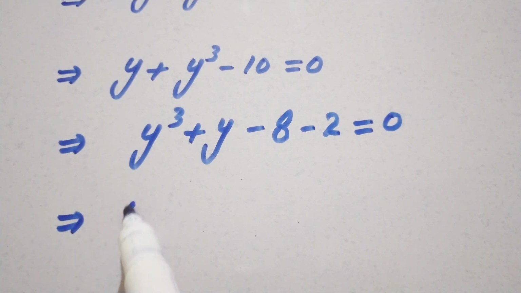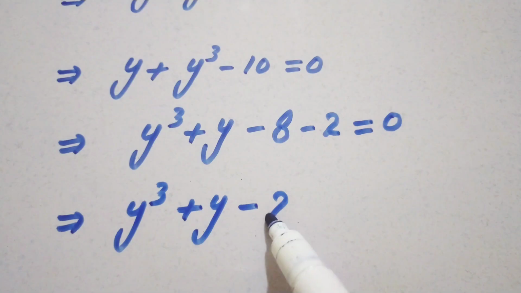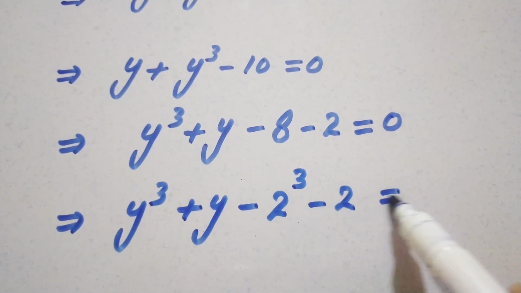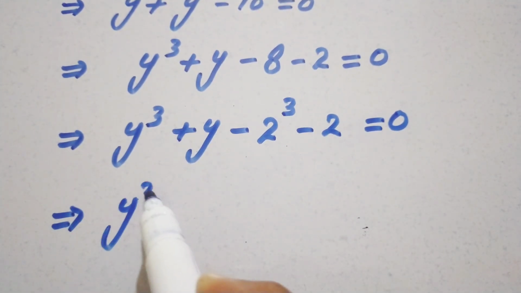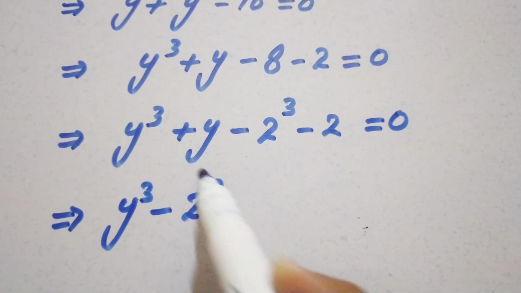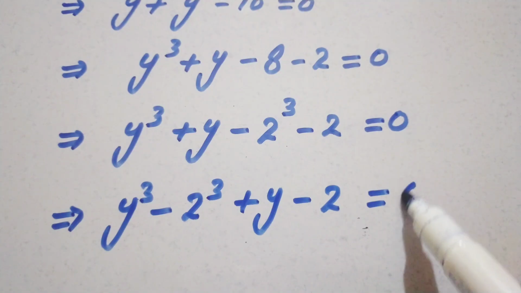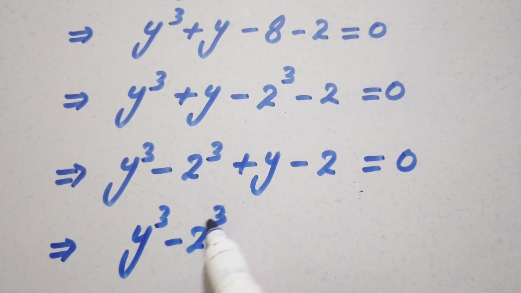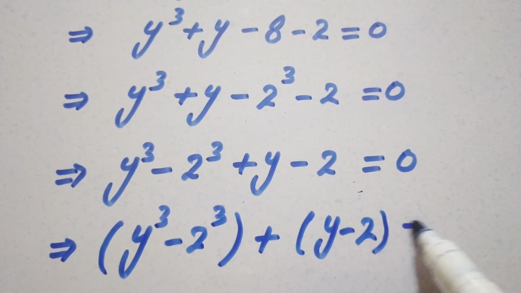Now y cube plus y minus 8, we can write this as 2 cube. When we multiply 2 three times we get 8, and minus 2, this is equal to 0. And now y cube minus 2 cube plus y minus 2 by rearranging, and this whole thing is equal to 0. For simplicity we can write this in the braces: y cube minus 2 cube plus y minus 2 is equal to 0.